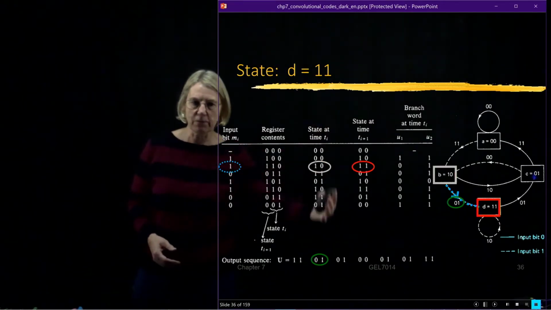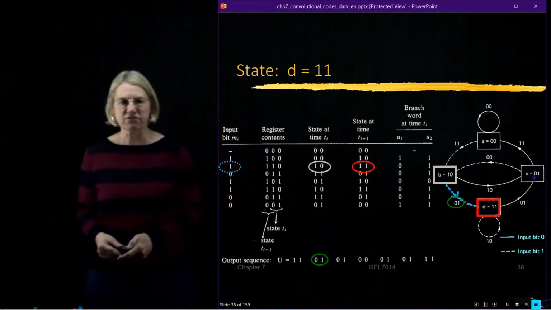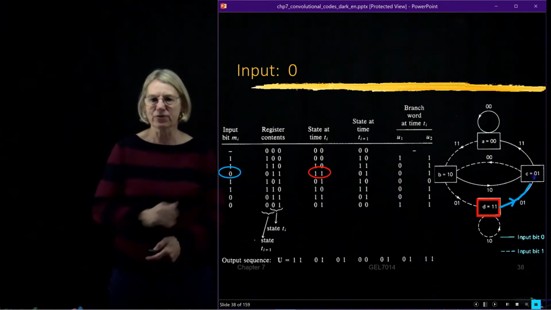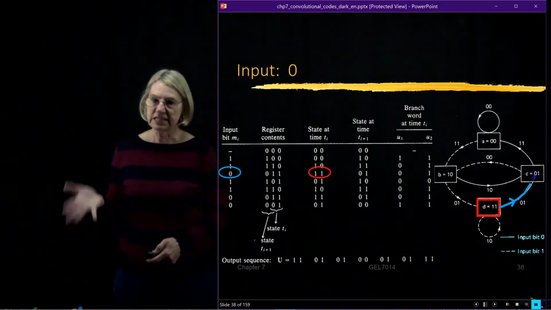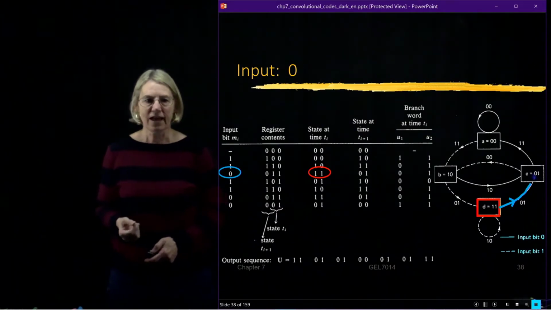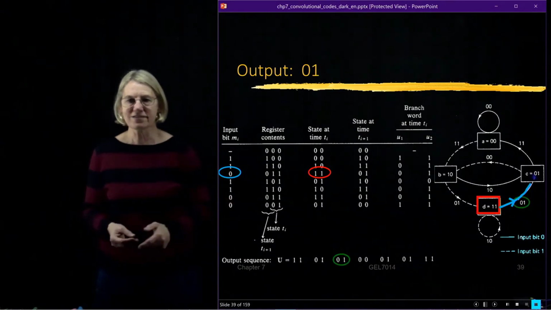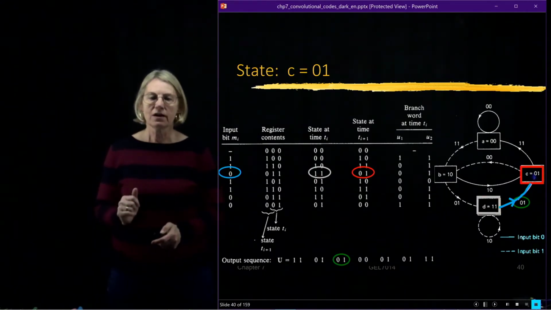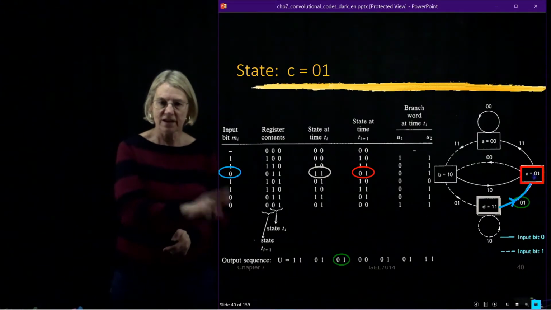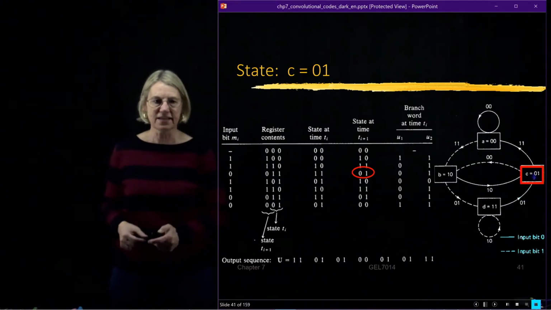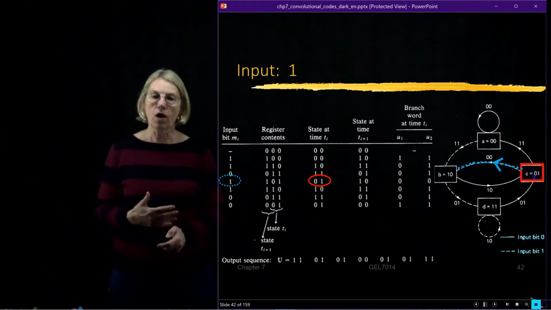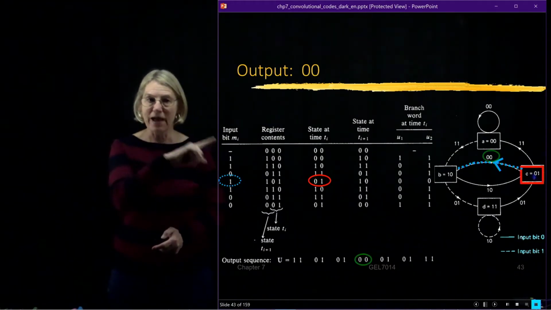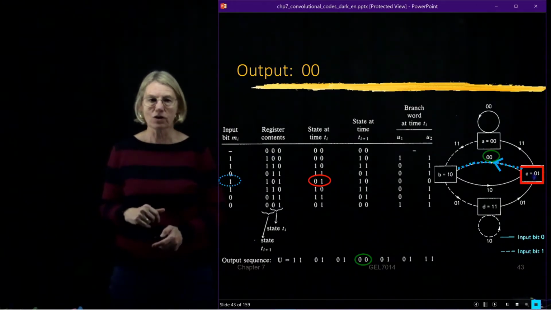So you can see in the table, he's just listing the states one after the other. Now the next bit input is a 0. Again, I'm looking for the solid line transition, and that takes me from D to state C, and the output along the way is a 0, 1. So I can continue to step through the encoding of this sequence of data bits. So now I'm at state C. From state C, I input a 1. I go along the dotted line to state B. Along the way, I'm outputting a 0, 0 as the code word.